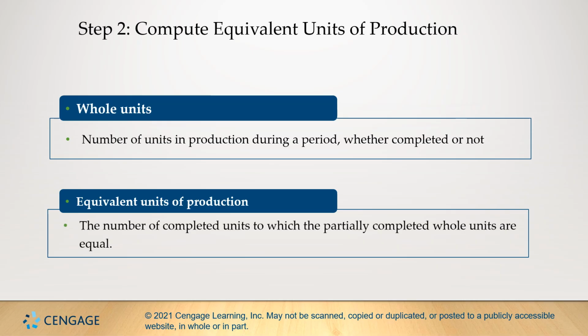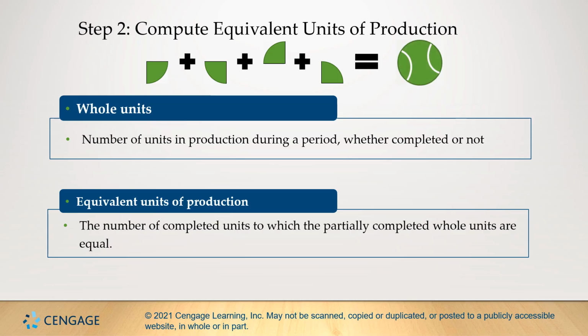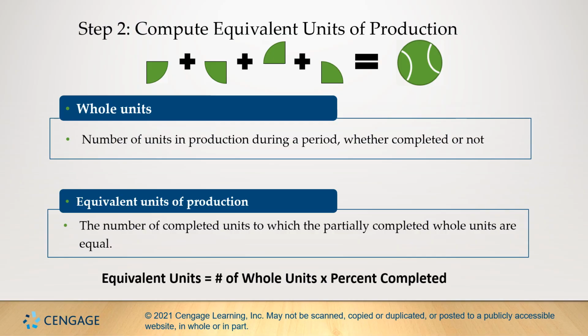Equivalent units are how many completed units our partially completed whole units equal. In other words, how many completed units could we have made with the time, energy, and resources we used to make our partially complete whole units? If that's abstract, imagine you make tennis balls, and you have 4 tennis balls 25% complete. 4 tennis balls 25% complete are the equivalent of 1 whole tennis ball. In other words, equivalent units are just the number of whole units multiplied by their percent complete.